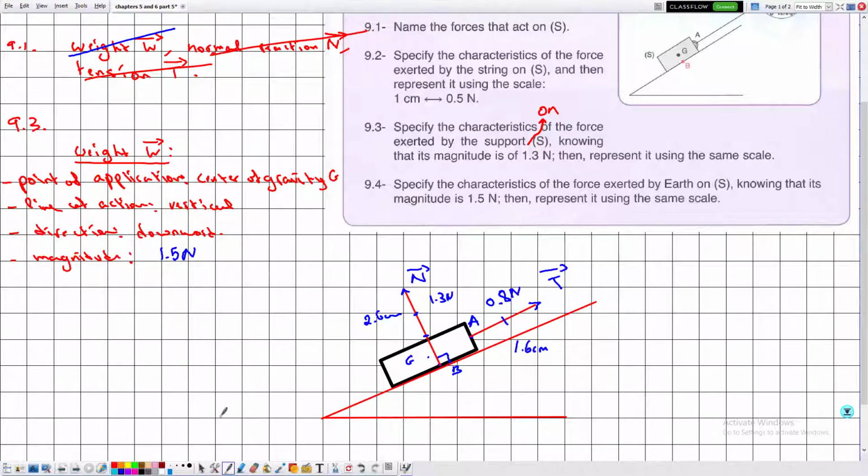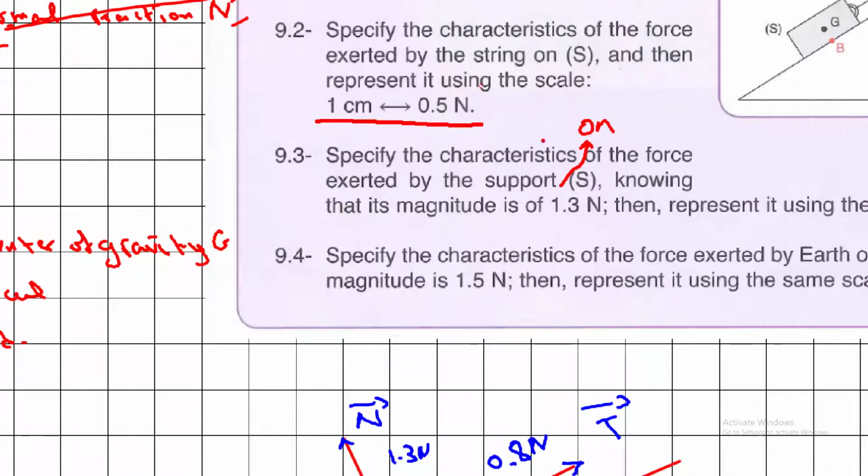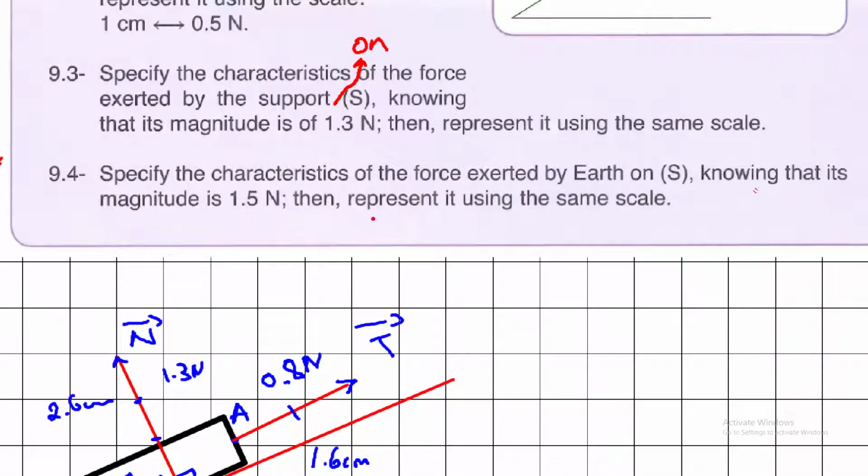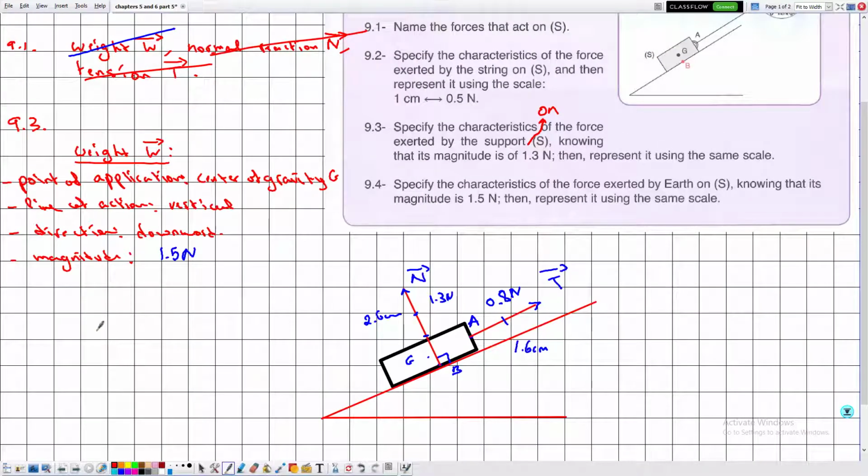Now we need to represent this vector using the scale given by 1 centimeter, the same scale, because they are telling us here to represent it using the same scale. So if each 1 centimeter corresponds to 0.5 newtons, what about 1.5 newtons? It corresponds to how much?